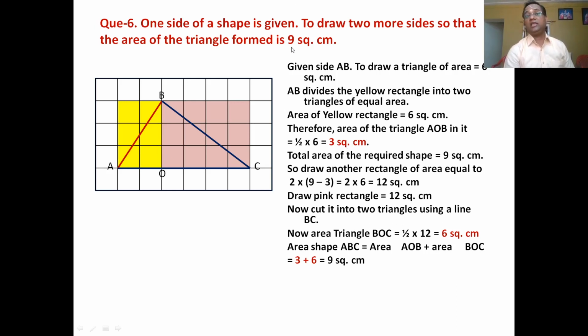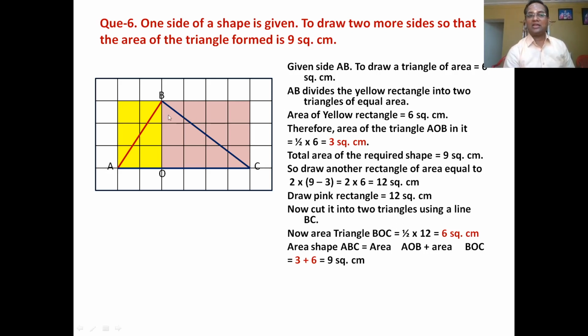But the total area of the new triangle which you have to construct is 9 square centimeters, of which this part makes 3. So the remaining 9 minus 3, making 6 square centimeters, has to be constructed. A triangle equal to 6 square centimeters has to be constructed, for which I'll double up the requirement, that is, double of 6 is 12.